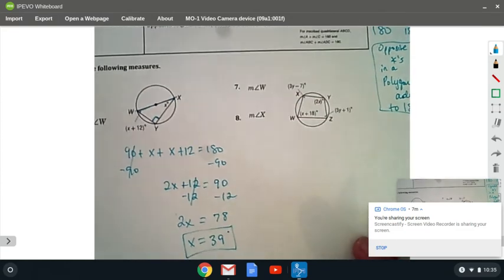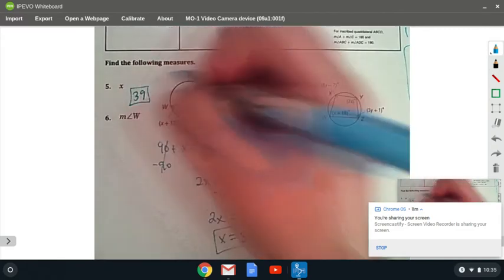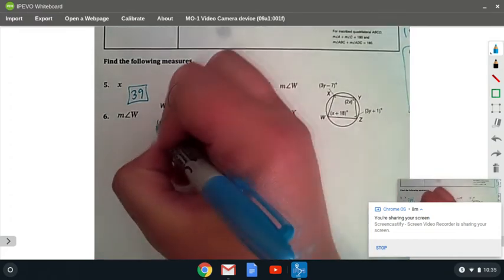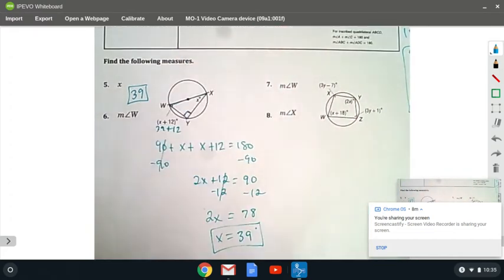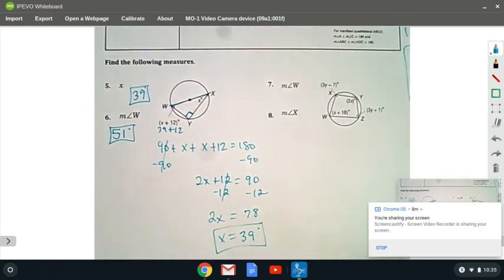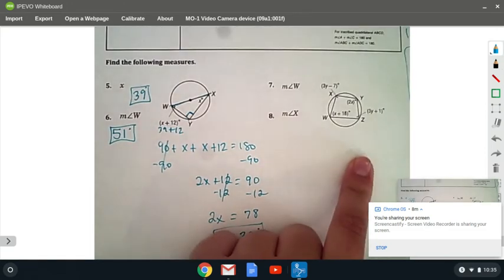So they did ask for x. Okay, x is 39. They also asked for angle W. So I'm just going to plug it in here. X plus 12 is angle W. So I'm just going to do 39 plus 12, and that gives me 51 degrees. Okay, nice and easy there. Let's move on to this one, a little trickier.